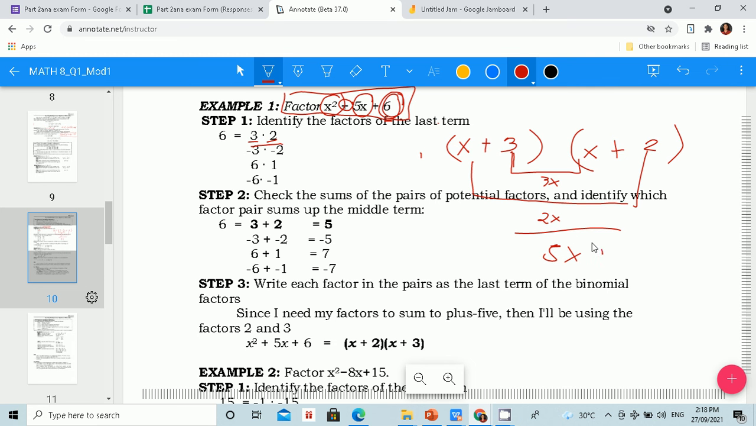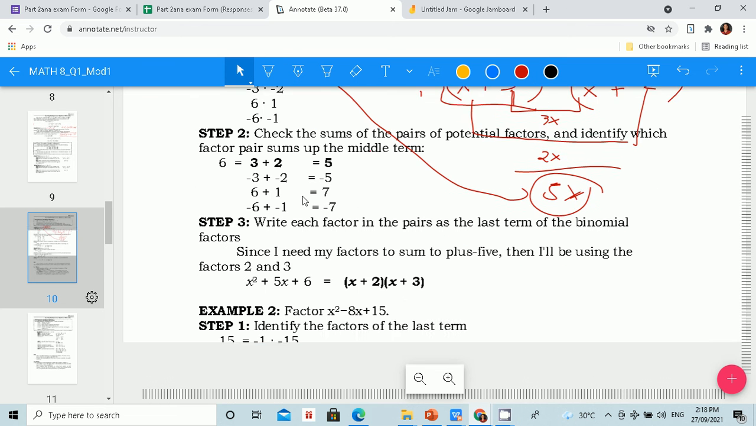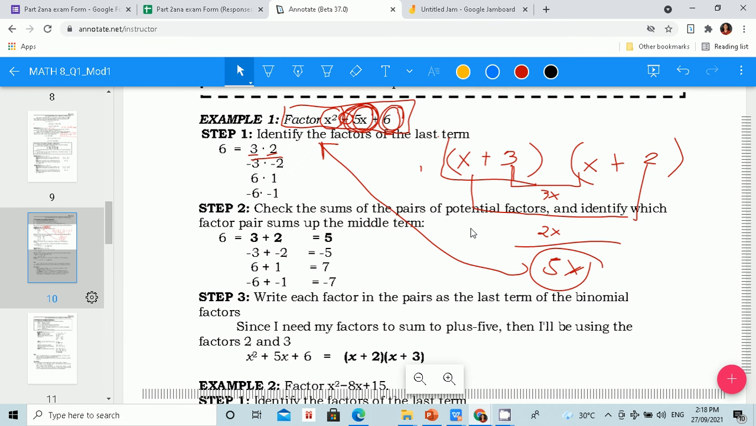So we know that our factor is correct when we get the second term. Okay, the second term. When we add the 3x and the 2x, then when the answer is the same as the second term, then we can confirm that our answer is correct. Okay, so this one is our factor.